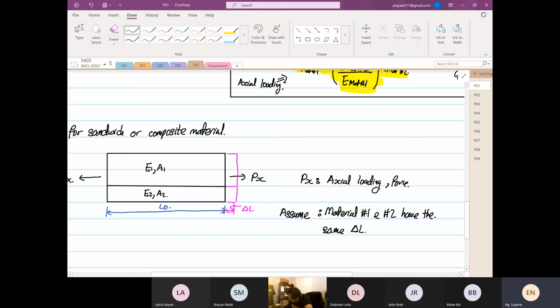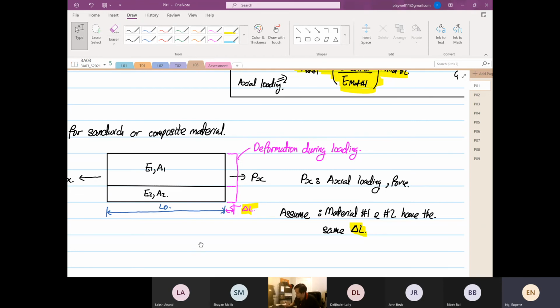So I'll declare the pink one is the deformation during loading. Okay, right? So we assume that delta L is the same. We assume delta L is the same.